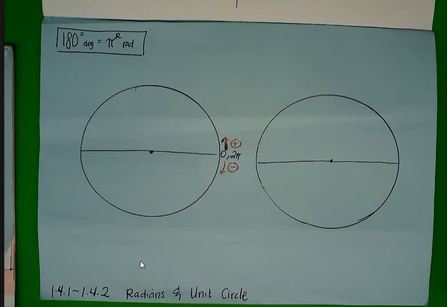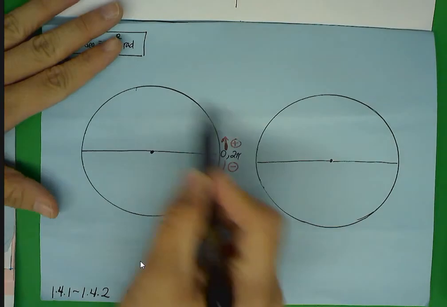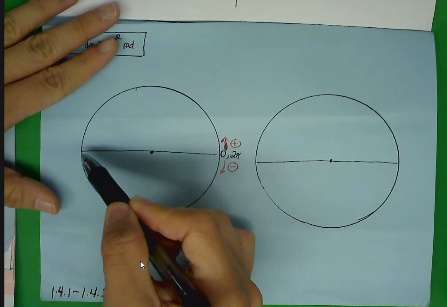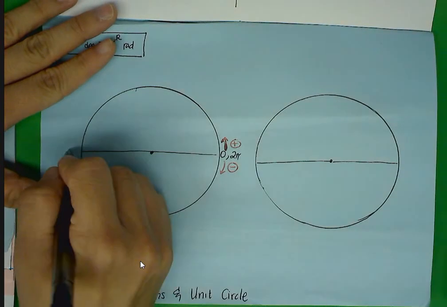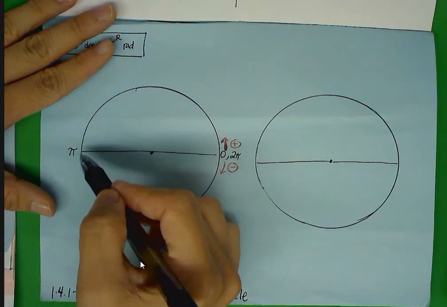So if I cut the circle in half, how many radians would be up to the half circle? 1 pi, right? So over here is 1 pi. The whole circle is 2 pi. Yeah?